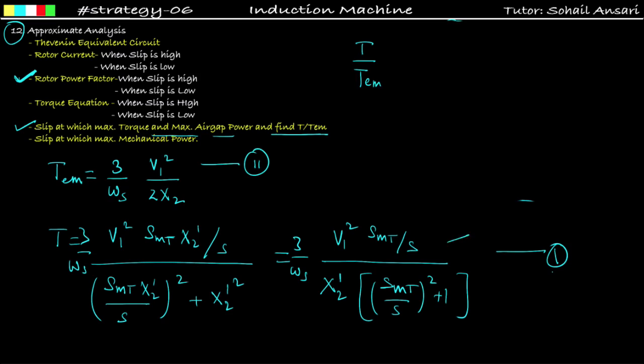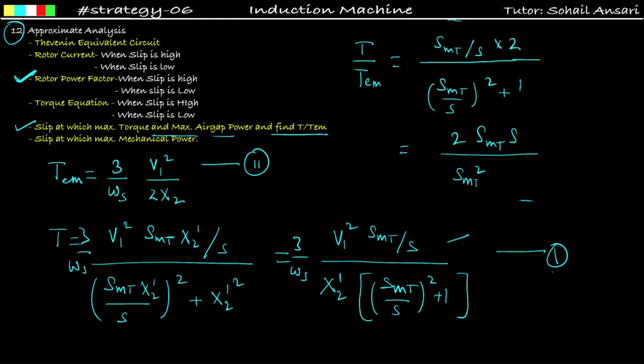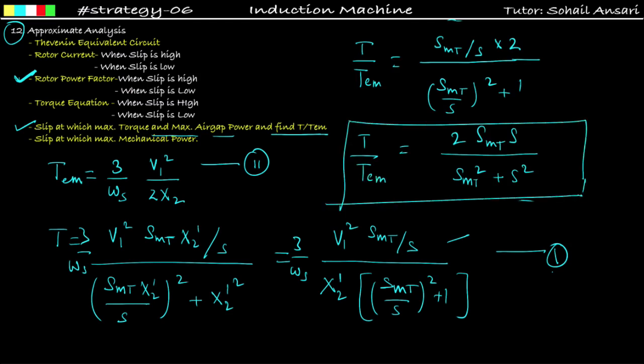So divide this equation by this equation, you will get T upon Tem, right? So T upon Tem will be equal to (Smt upon s) whole square plus (s upon Smt) whole square. This is torque upon maximum torque. Here Smt is the slip at which we are getting maximum torque, that is equal to r2 dash upon x2, and s is the slip at this torque at any load. Okay, so this formula is very important, you have to keep in mind.